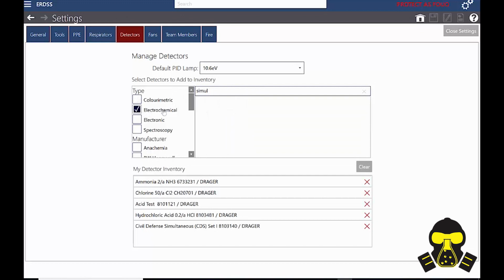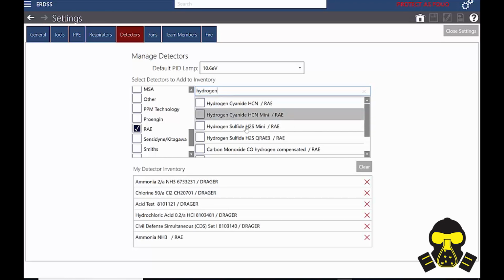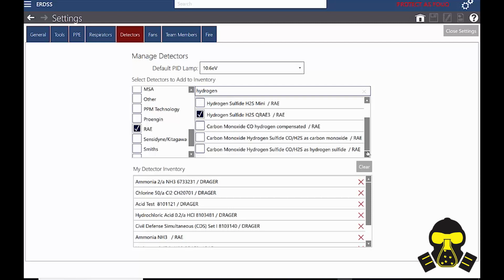So let me just pick some electrochemicals, and I'm going to come down to Ray now because I'm showing the things that I always use. So let me see. Ray, they had an ammonia sensor. Let's say I had hydrogen sulfide. Of course, we're going to have that. And you can see there's a MiniRAE and a QRAE in there, that's because they have different correction factors for the different ones in there. So I want to make sure I get the right one. Okay, and then I'm going to get hydrogen cyanide, and let's add our CO, and let's put those in there.